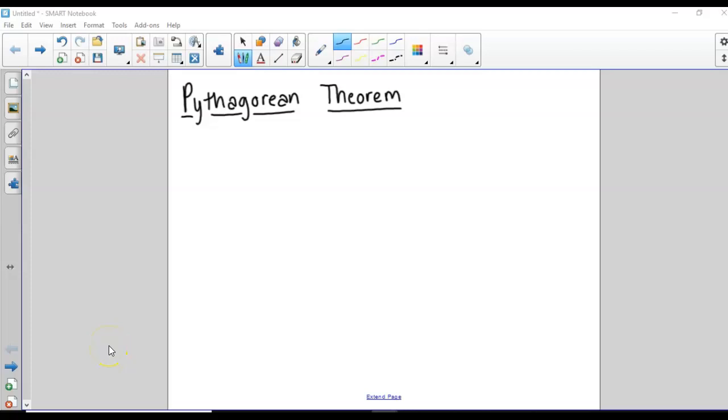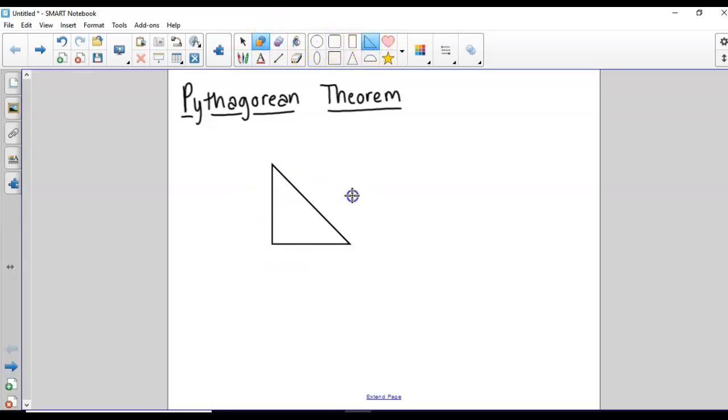Theorem, well, in order to be able to do what we're going to be doing. So for Pythagorean theorem, our Pythagorean theorem is used for right triangles only. So you can only use Pythagorean theorem in a triangle that has a right angle. Pythagorean theorem does not work if the triangle does not have a right angle.